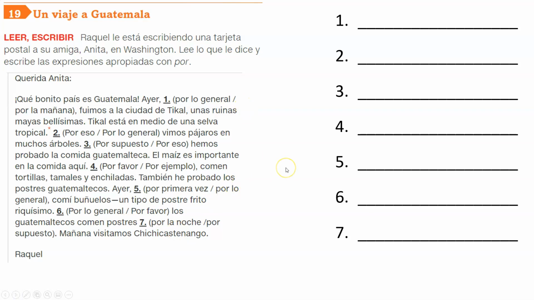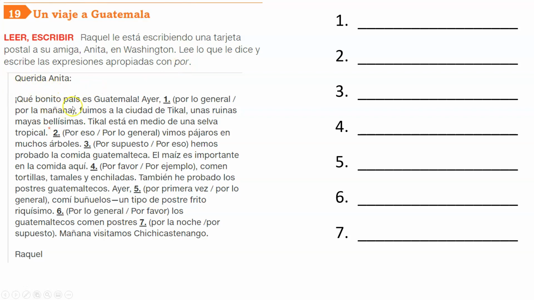All right, so now that you've written all these down, let's see if you can read this paragraph and use the correct phrase. Raquel is writing a postal card to her friend Anita in Washington. Read what it says and write the correct appropriate expressions for por.